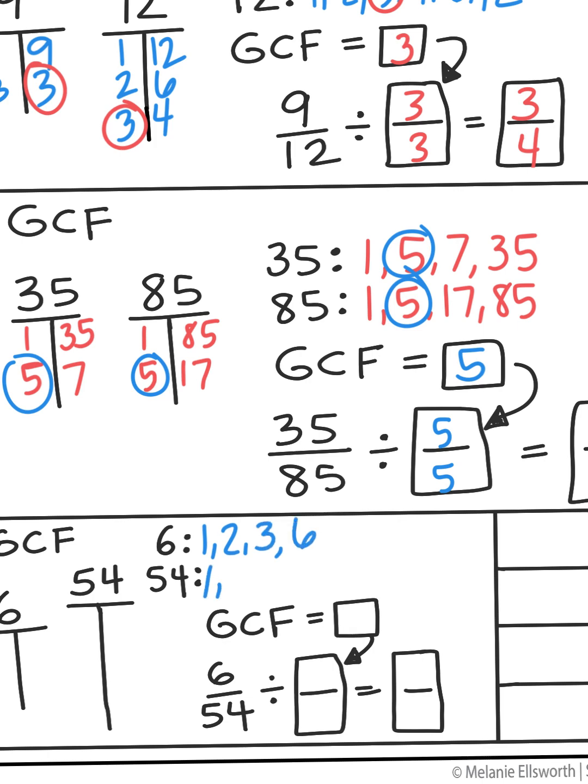Wait, so what goes on the left and what goes on the right? You're just listing your factors that you multiply together to equal the top number. I just like to go least to greatest, so I always start with 1 on the left and then multiply it by the other factor.